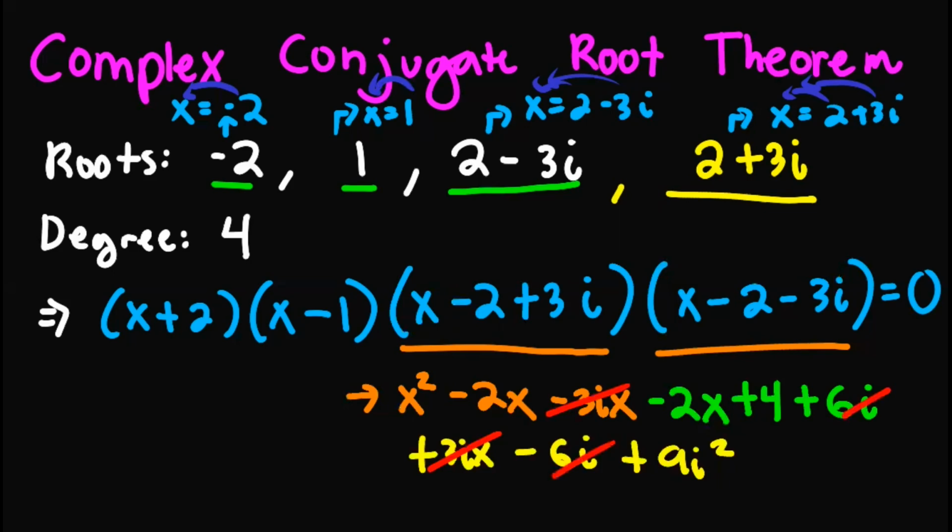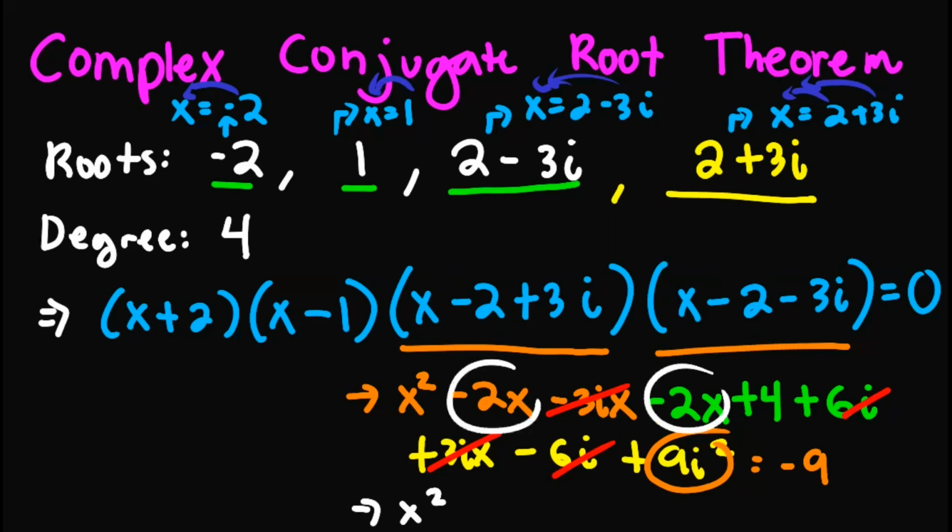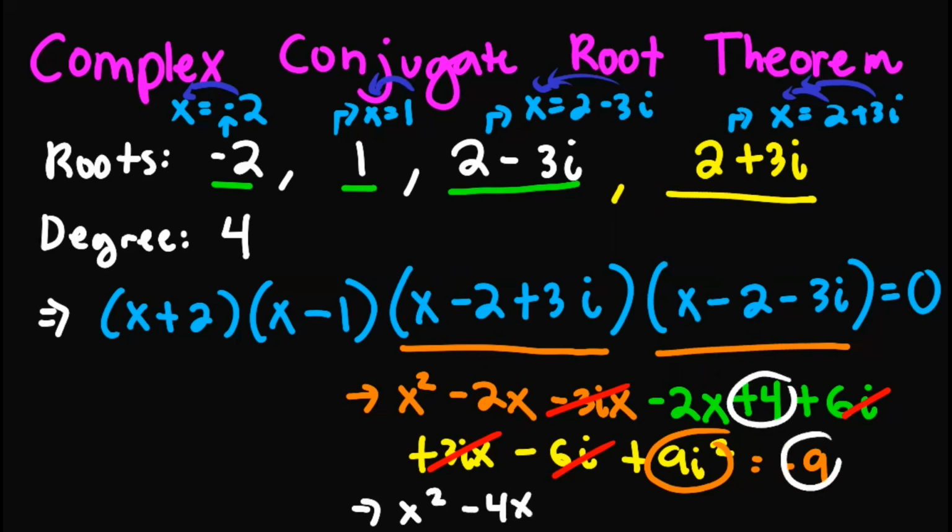Then, note that 9i squared, this one is equal to negative 9, since i squared is equal to negative 1 by our knowledge on complex numbers. So simplifying this will simply be x squared, then we have negative 2x and negative 2x, so that's negative 4x, and 4 minus 9.